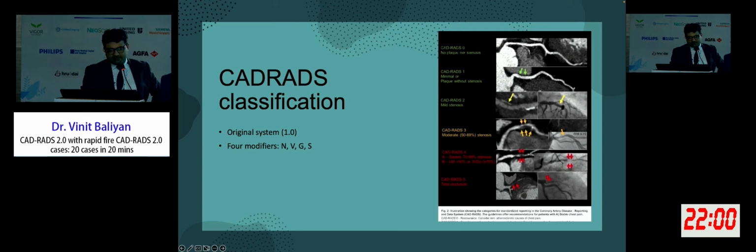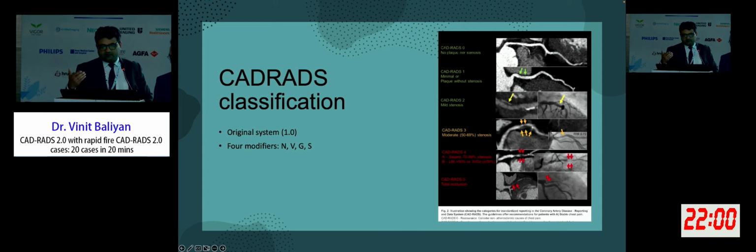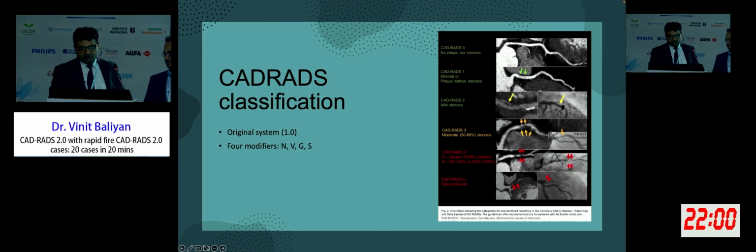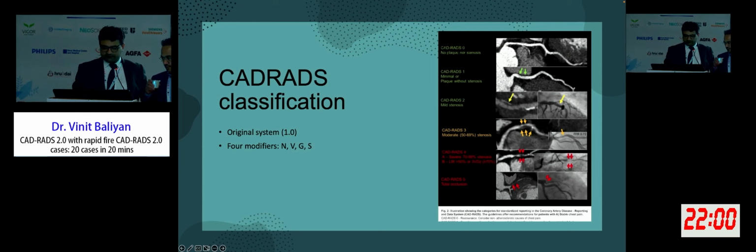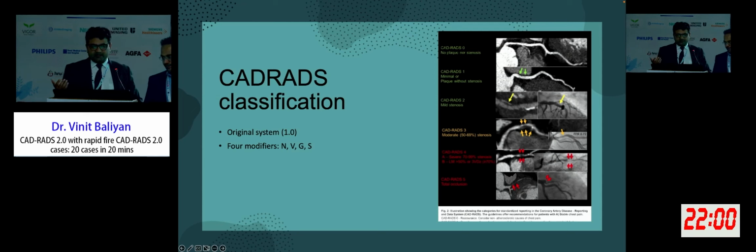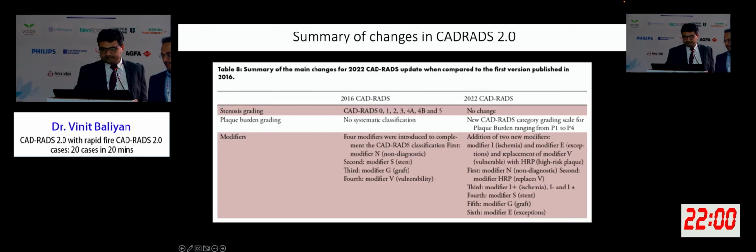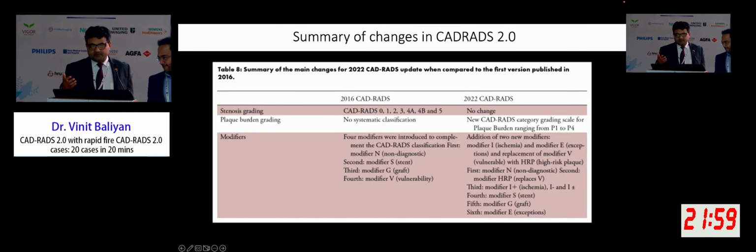CAD RADS classification, originally 1.0 came, I don't exactly remember, was it 2017? 16, 17, and it's basically classified from 0 to 5, so 6 categories. 0 is no plaque, no stenosis, 1 is minimal, 2 is mild, 3 moderate, 4 severe, A is single vessel, B is multi-vessel or left main, 5 is occlusion. And then we have modifiers. Originally there were 4: N means non-diagnostic, V means vulnerable plaque, G means bypass graft, and S is stent.